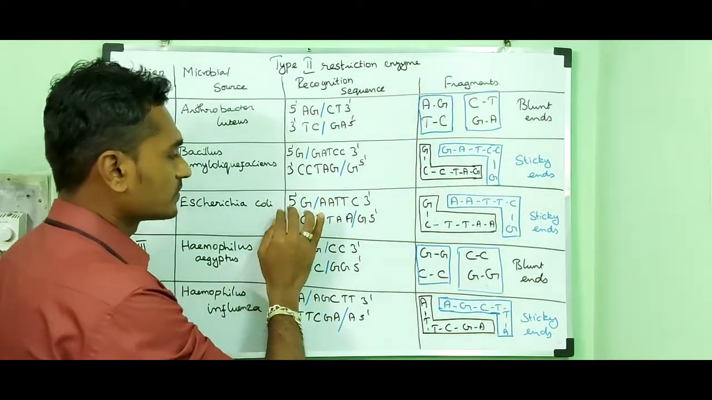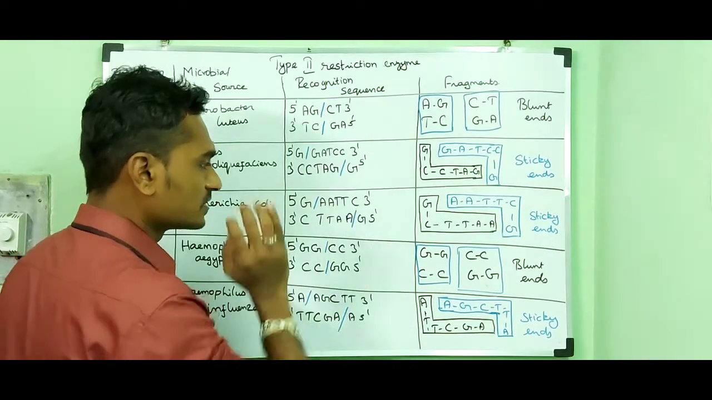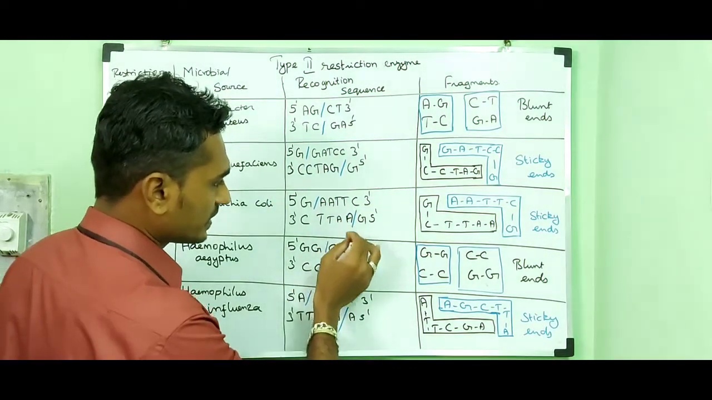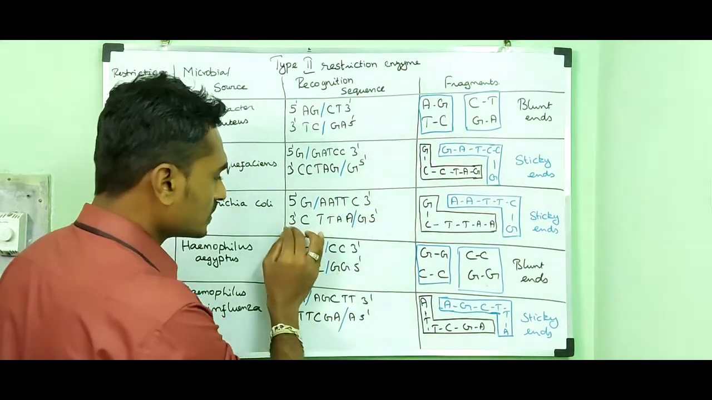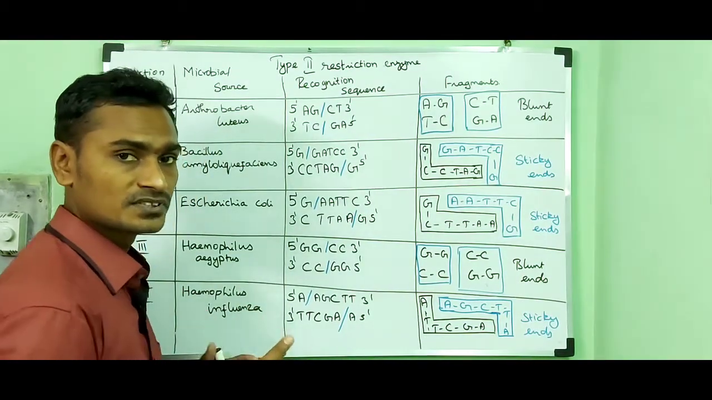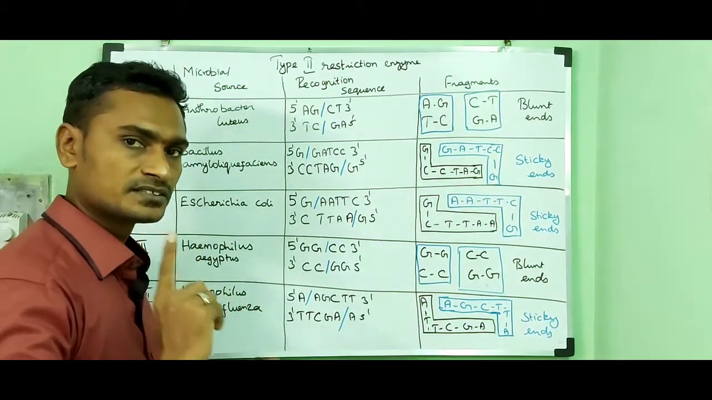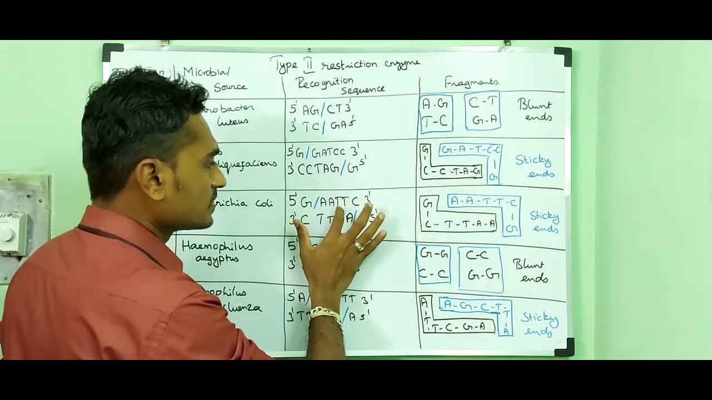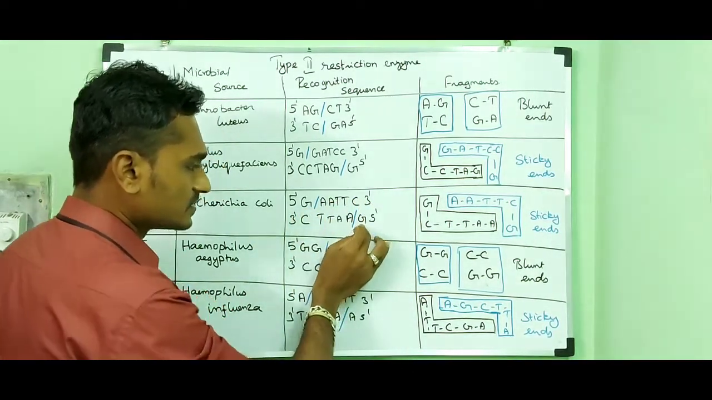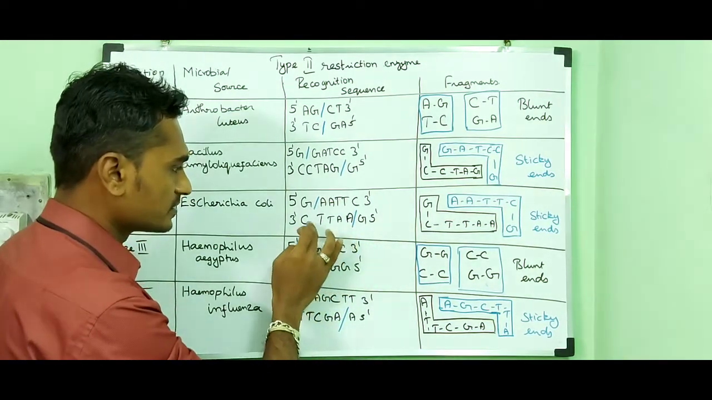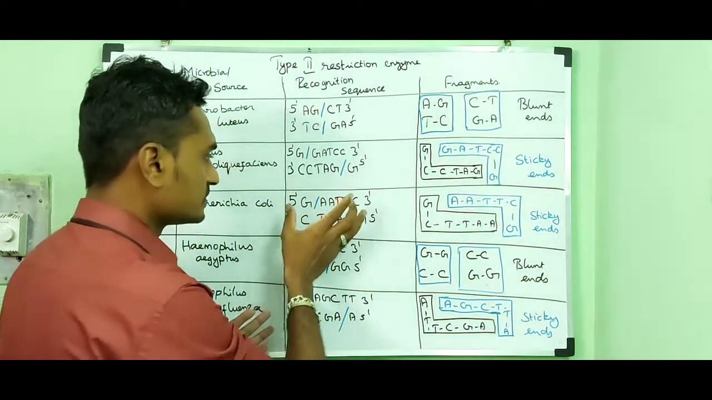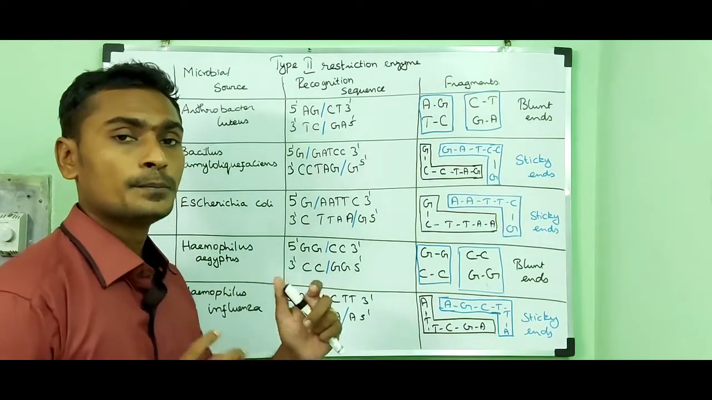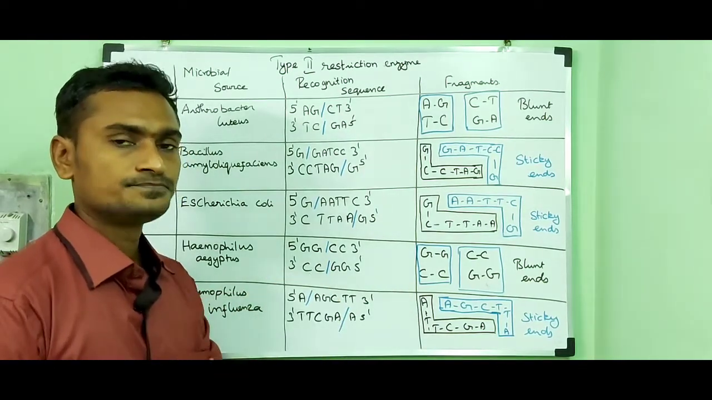So you can read from the 5' end to the 3' end, then in the second strand you can read 5' end to 3' end, and it shows the same nucleotide sequence arrangement. So capital G, A, T, T, C, then G, A, T, T, C. This type of sequence is called palindromic repeats.